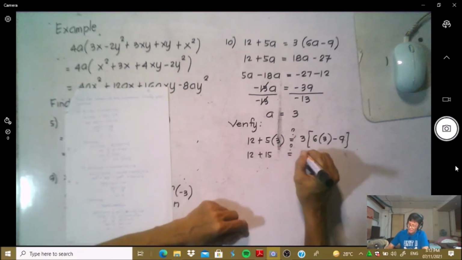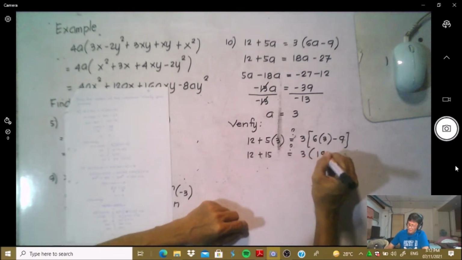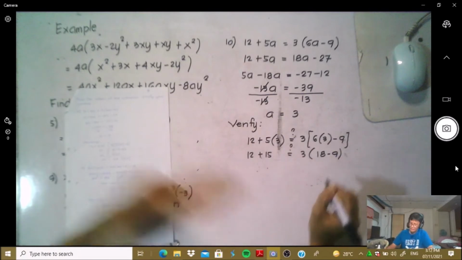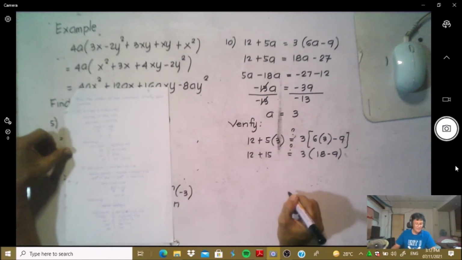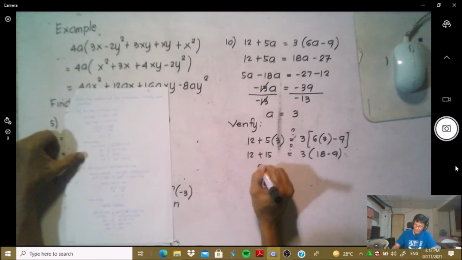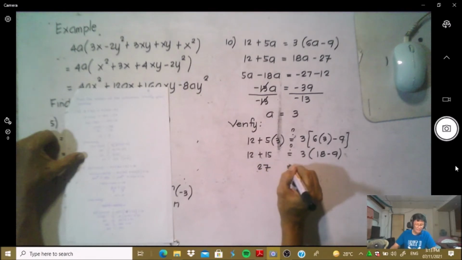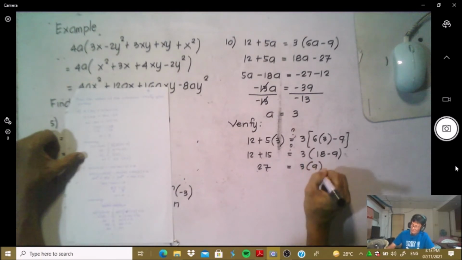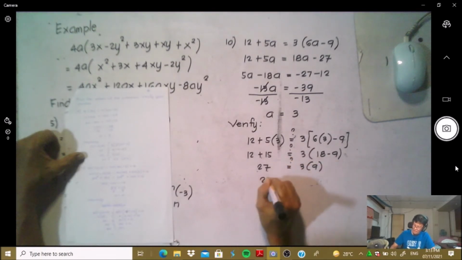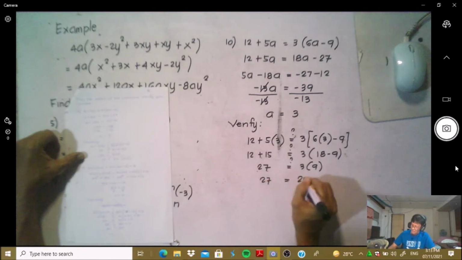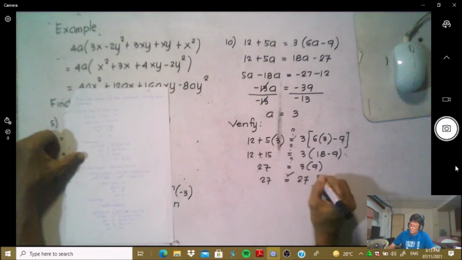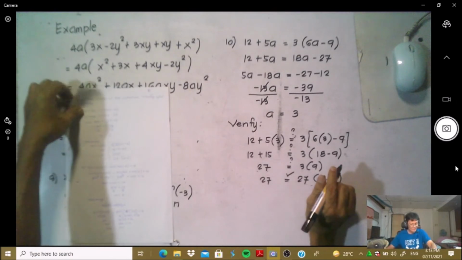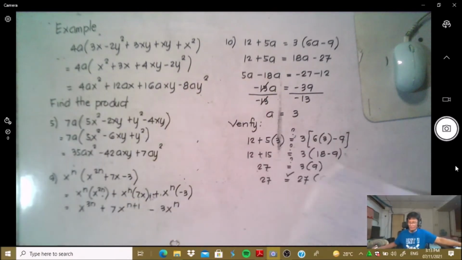Okay, will be equal to 3 multiplied by 18 minus 9, and therefore 12 plus 15, what is 12 plus 15, is 27, and therefore we have 3 times 18 minus 9 is 9. Okay, so 27 is equal to 3 times 9 is 27, and therefore our solution is correct, and therefore it is verified correct. Okay, so that's number 10. So let's proceed to number 12.